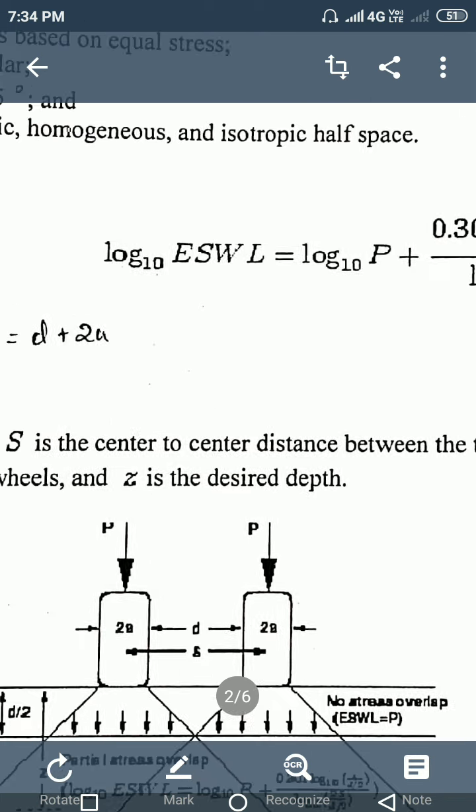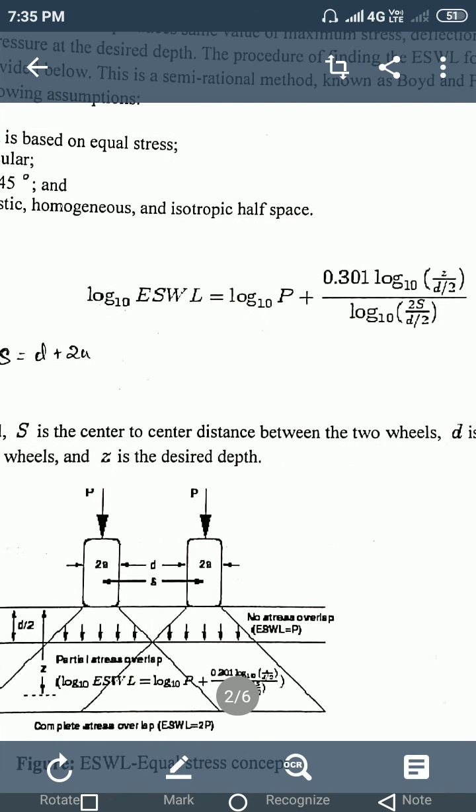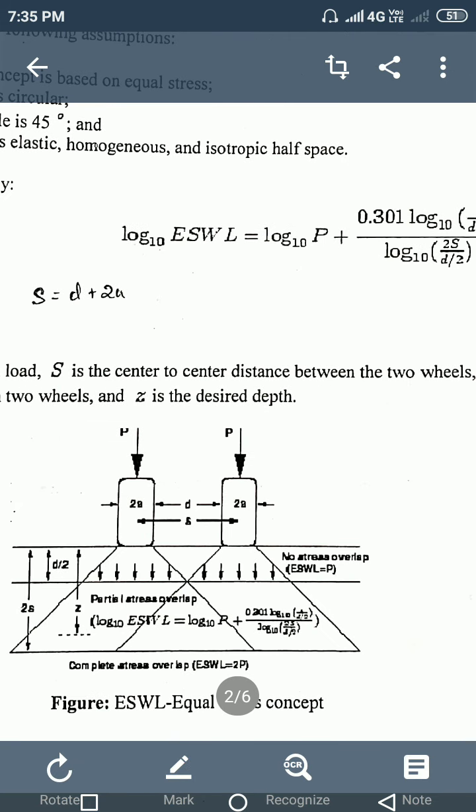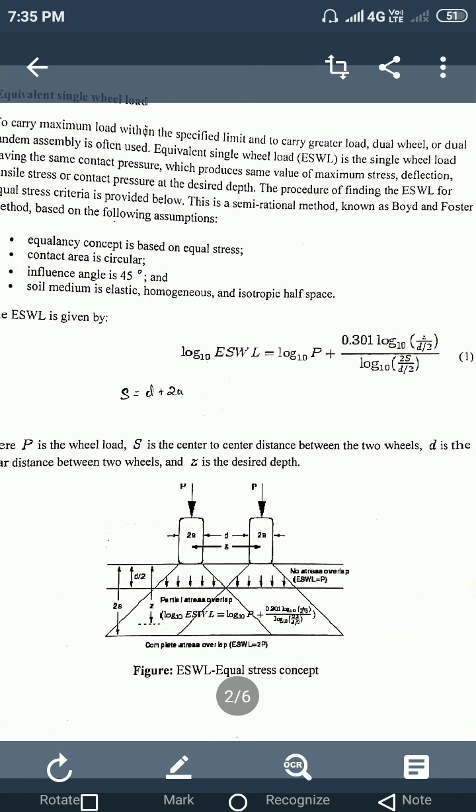Just observe here: log ESWL is equal to log P plus 0.301 log to the base 10 of Z divided by D by 2, whole divided by log to the base 10 of 2S divided by D by 2. This is the equation we use to calculate the equivalent single wheel load whenever you want to calculate the load at the desired depth Z. This is the simple concept of equivalent single wheel load.